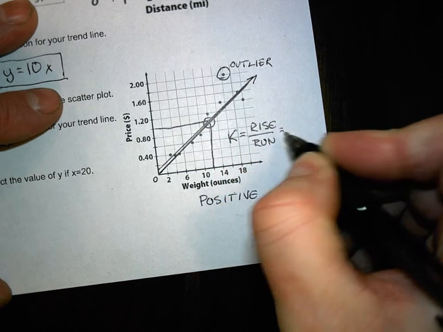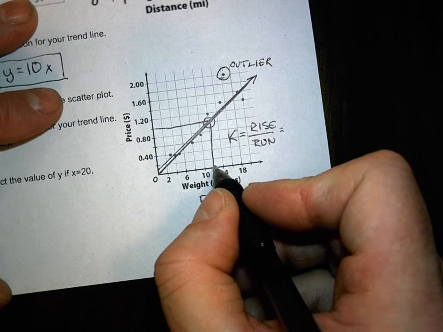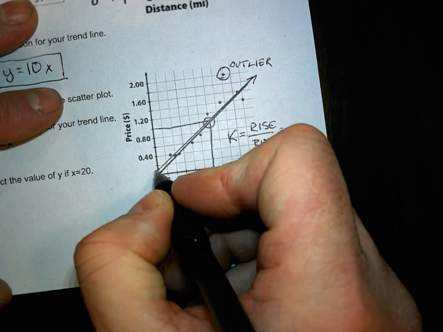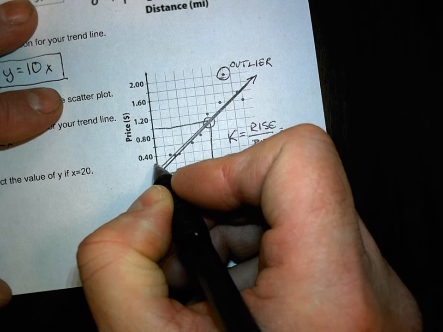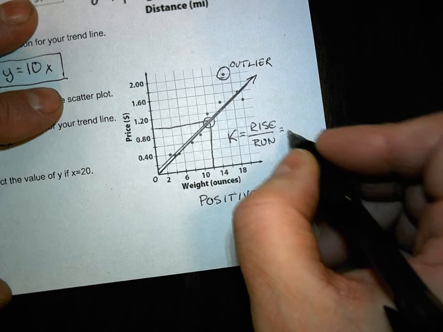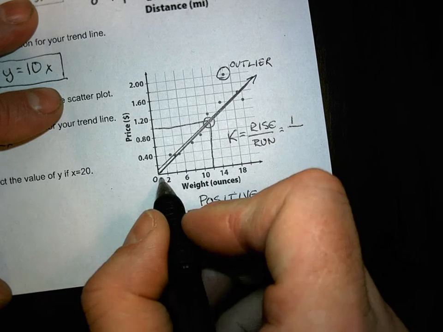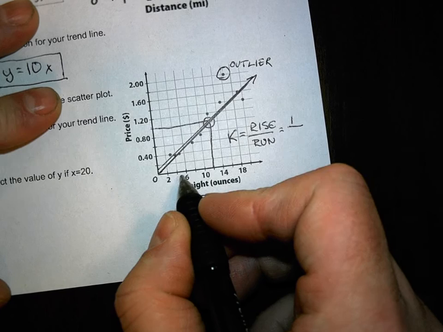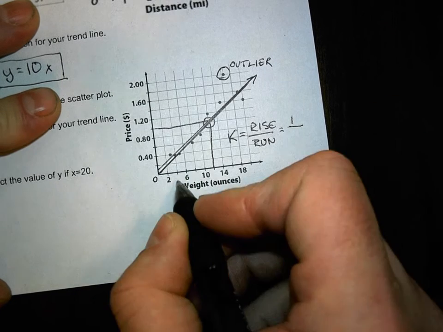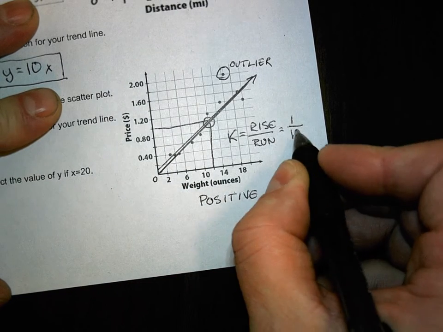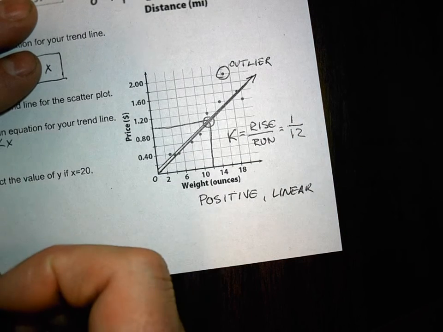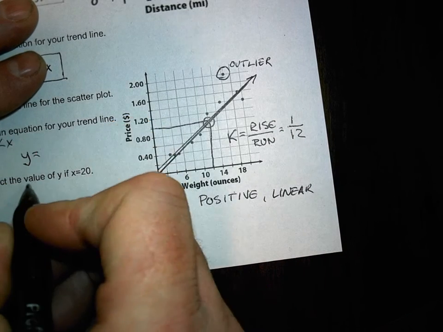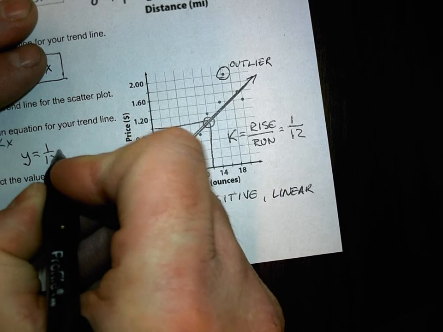So let's get the rise. What's the rise from here to here? If you look at each of these tick marks, what are they going up by? 20. So the rise is 20, well, that actually worked out. So what's the run? Well, 12. Each tick mark is 2, right? So my equation is y equals 1/12 x.